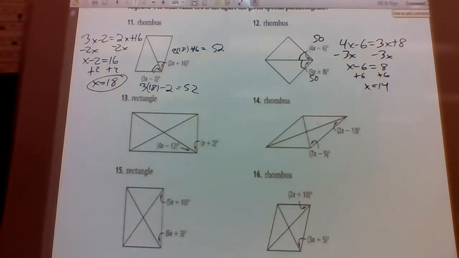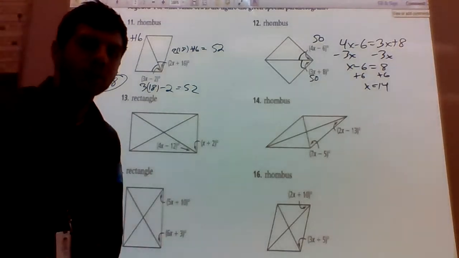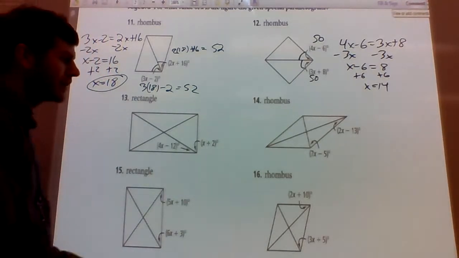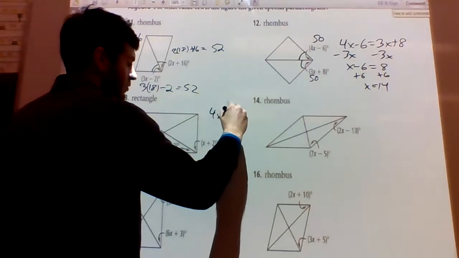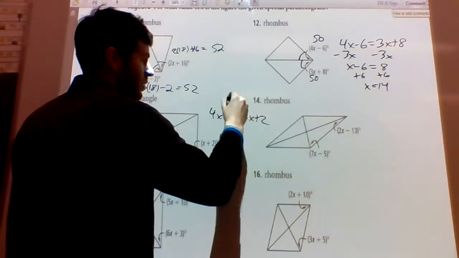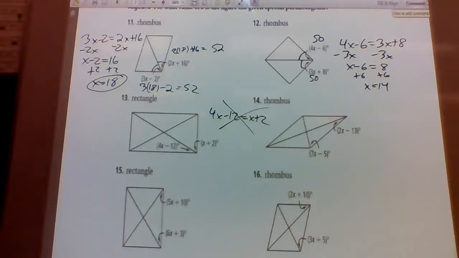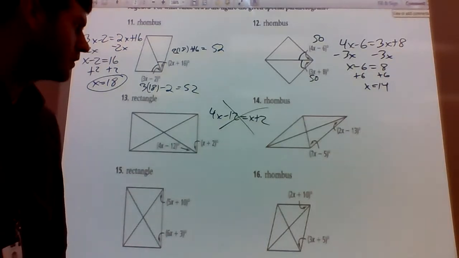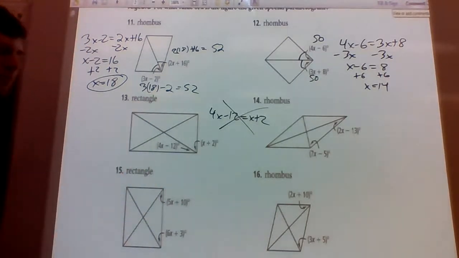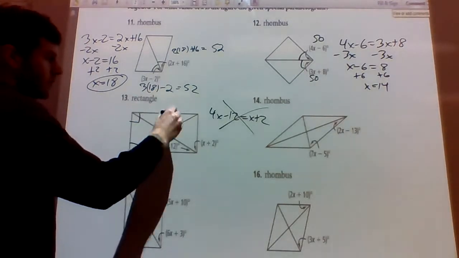Okay. Number 13. As we're going through this, I think we've done 3 of these in a row. We would be inclined to say 4x minus 12 equals x plus 2, and we would be wrong. Only in a rhombus are the opposite angles bisected by the diagonals. We don't have a rhombus here, we have a rectangle. What do we know about rectangles? We know rectangles have 4 right angles.